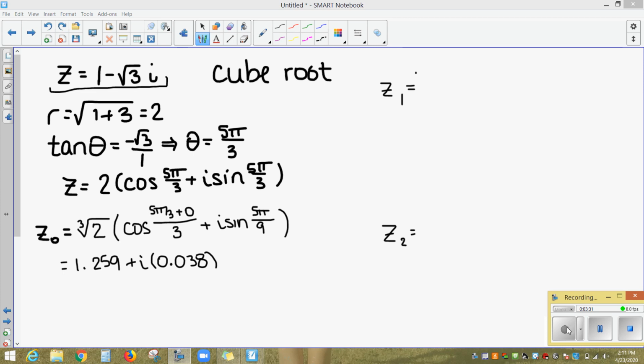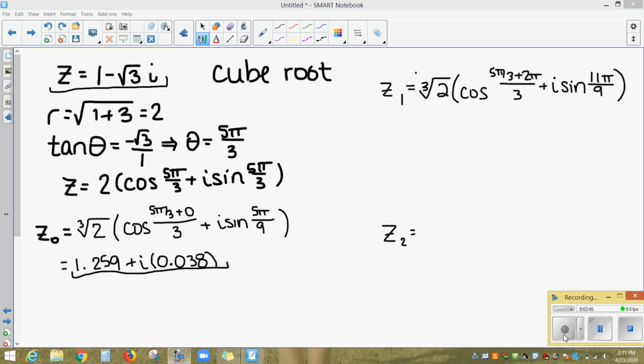If I hit the buttons right, it took me 2 tries on my calculator, but I got 1.259 plus 0.038 times i for one of those roots. Okay. Now go ahead and tackle the next one. Right. If we add 5 pi over 3 and 2 pi, that's 11 pi over 3. Over another 3 is 11 pi over 9. So type that in and see what you get.